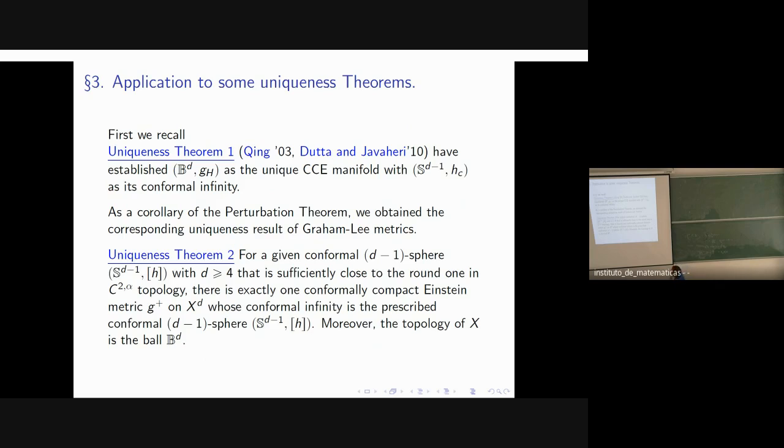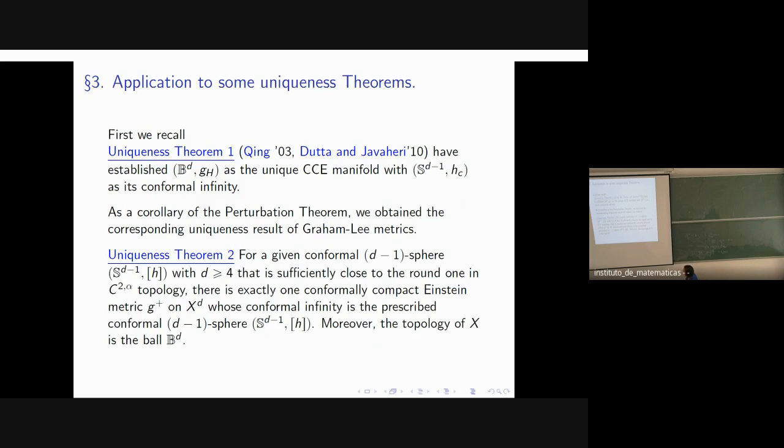The first uniqueness result is by Chang in 2003, but then later there is a proof by Dutta and Jebahari. They show that if your boundary is the sphere, then the hyperbolic ball is the unique filling in. The original proof of Chang actually used the positive mass theorem, but the later proof is more geometric and doesn't rely on positive mass.